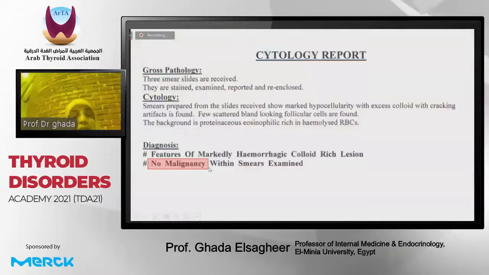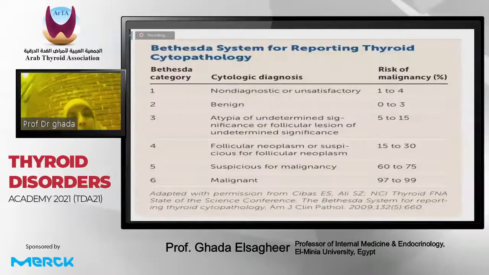But if we focus on the cytology report, there is marked hypocellularity. Marked hypocellularity indicates that it's non-diagnostic. It doesn't exclude malignancy and we need to repeat this FNA after 6 to 12 weeks. So in the cytology report, we must look for enough cellularity, as we said before, to say whether it is malignant or no malignancy.